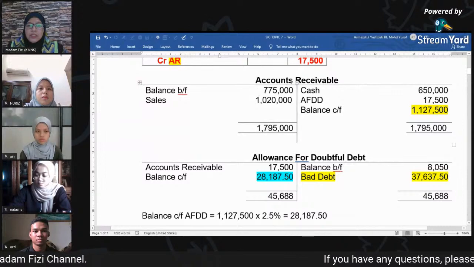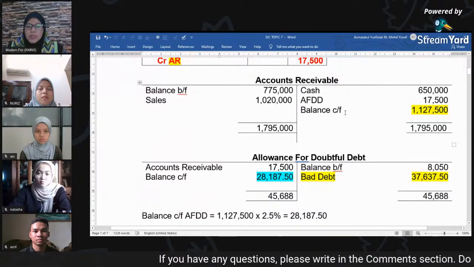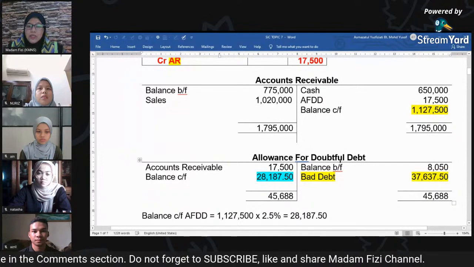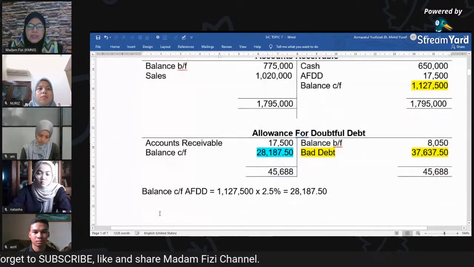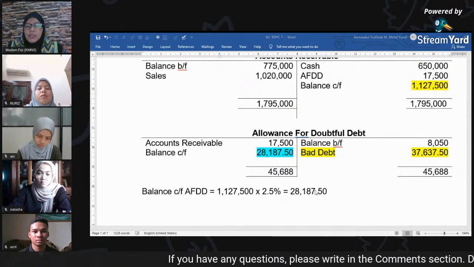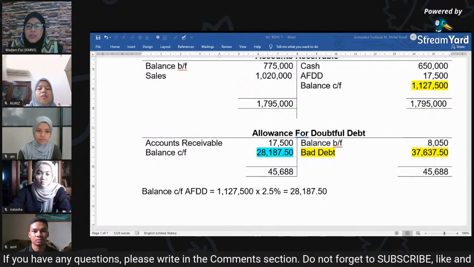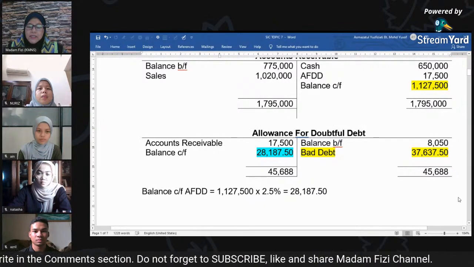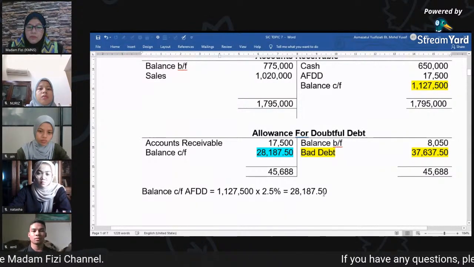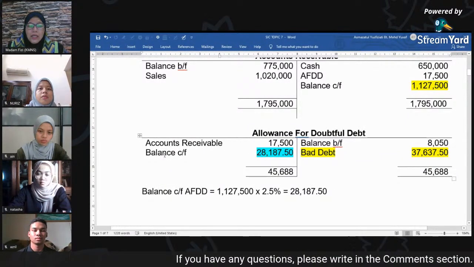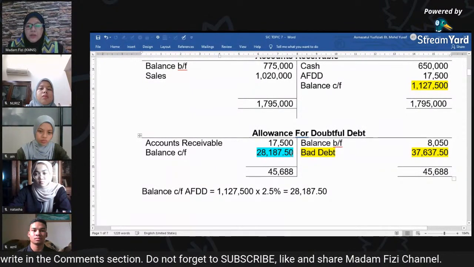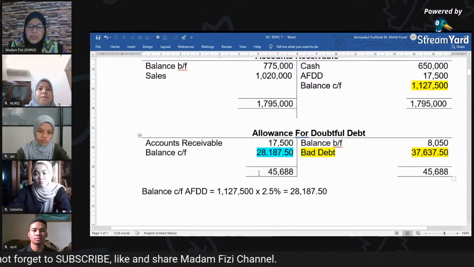And then one more is, because you already know the accounts receivable carry forward, you can calculate the balance carry forward of allowance for doubtful debt. So the calculation is balance carry forward AFDD equals balance carry forward accounts receivable multiply by the percentage. The percentage is 2.5%. So equals 28,187.50. Okay. So you write down at the balance carry forward 28,187.50. Okay, now you balance the T account left and right.